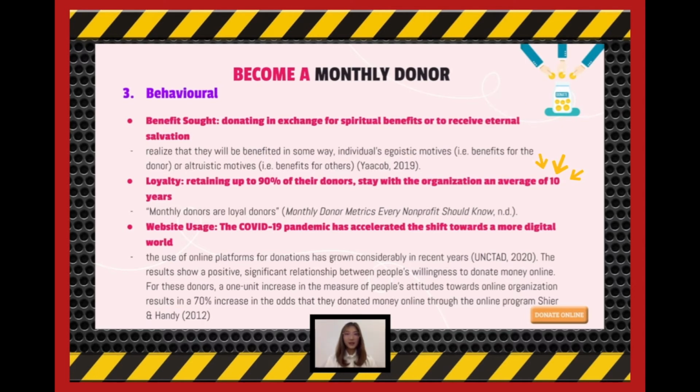With reference to monthly donor metrics, every non-profit, individuals who have implemented a monthly giving program report retaining up to 90% of their donors, who stay with the organization an average of 10 years.